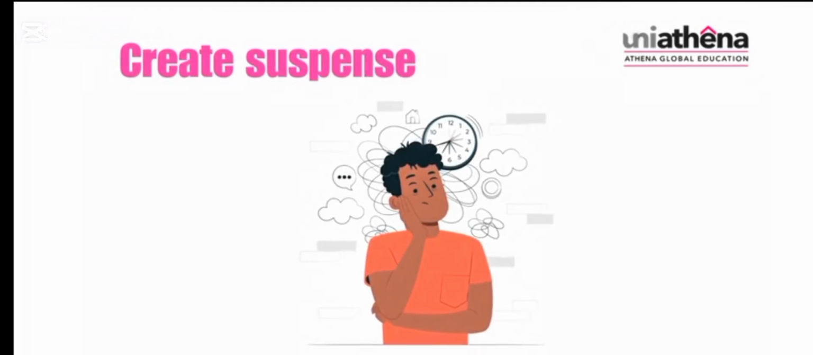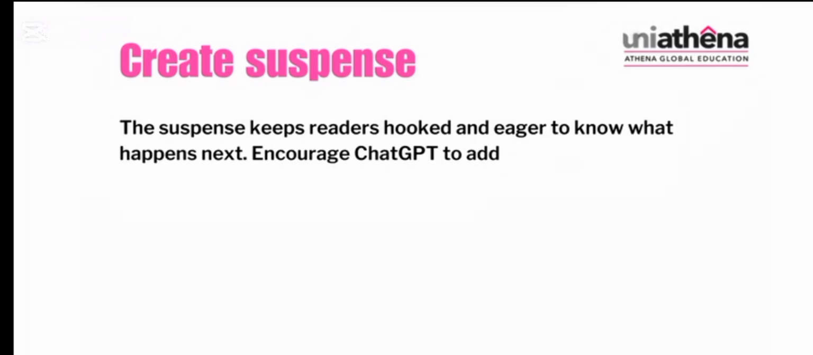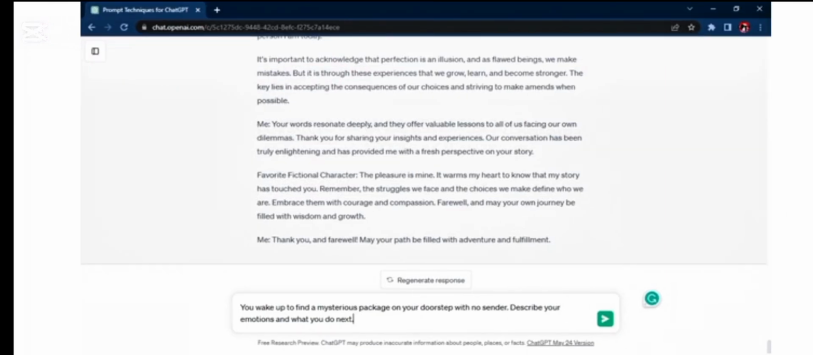Technique 6. Create suspense. Suspense keeps readers hooked and eager to know what happens next. Encourage ChatGPT to add cliffhangers or unexpected twists in the story. You wake up to find a mysterious package on your doorstep with no sender. Describe your emotions and what you do next.